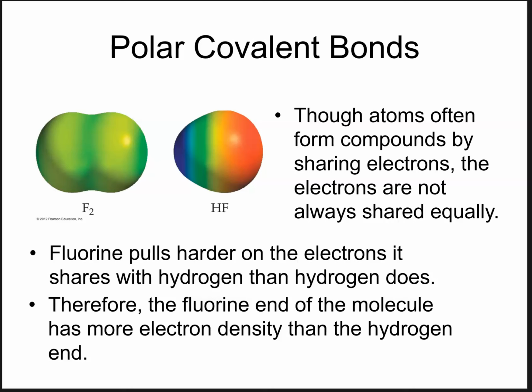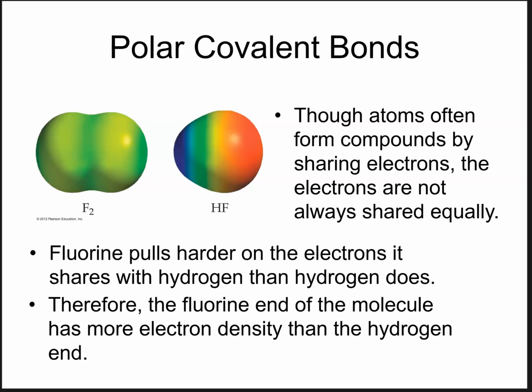The result is, because fluorine pulls harder on the electrons, the fluoride side of the molecule starts to become like an anion, or has a slightly negative charge. The hydrogen portion of the molecule, because it spends less time with the electrons, becomes slightly positive. So in polar bonds, there are slightly negative and slightly positive sides to them.